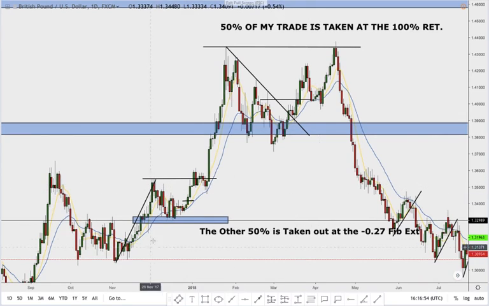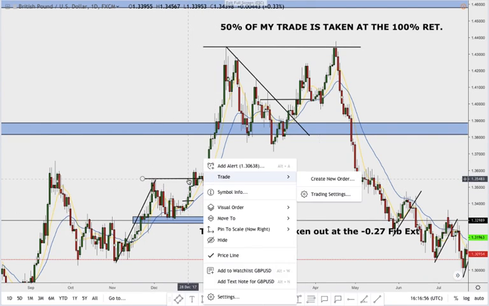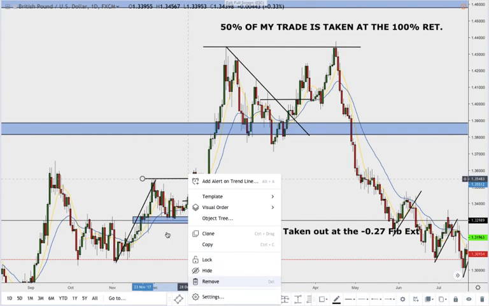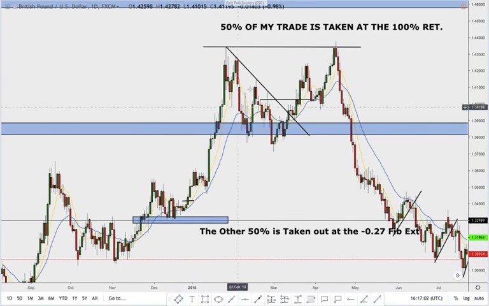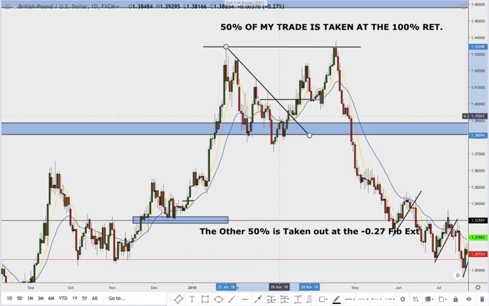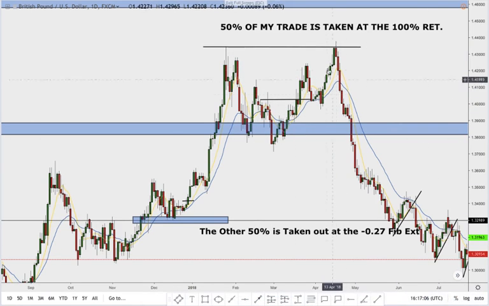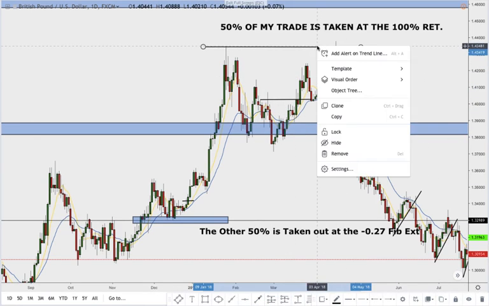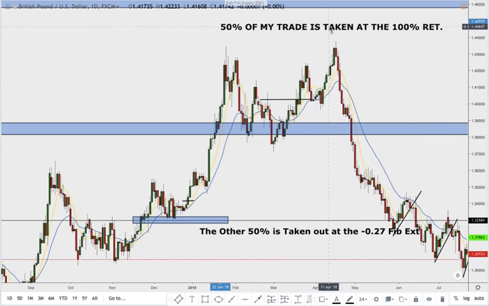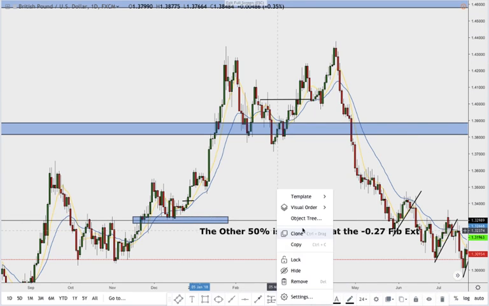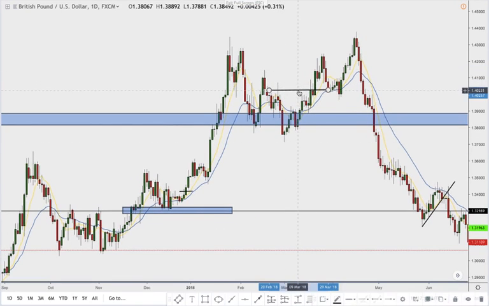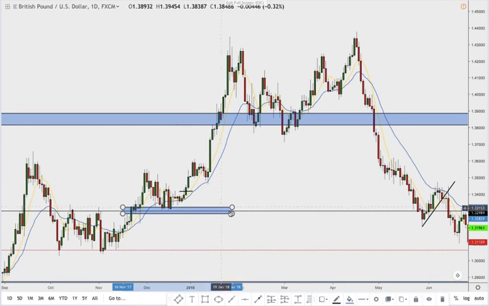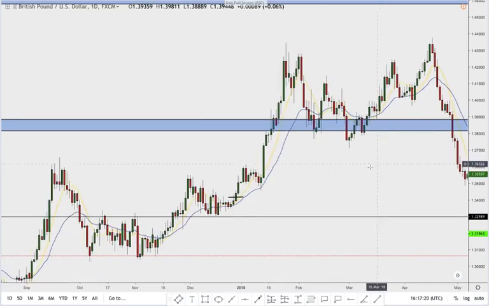Now, good. Let me clean out my chart. It's looking really annoying. So I just remove this. Remove. Good. Getting there. I just want to take all this stuff off so that you guys can understand what I'm trying to say.